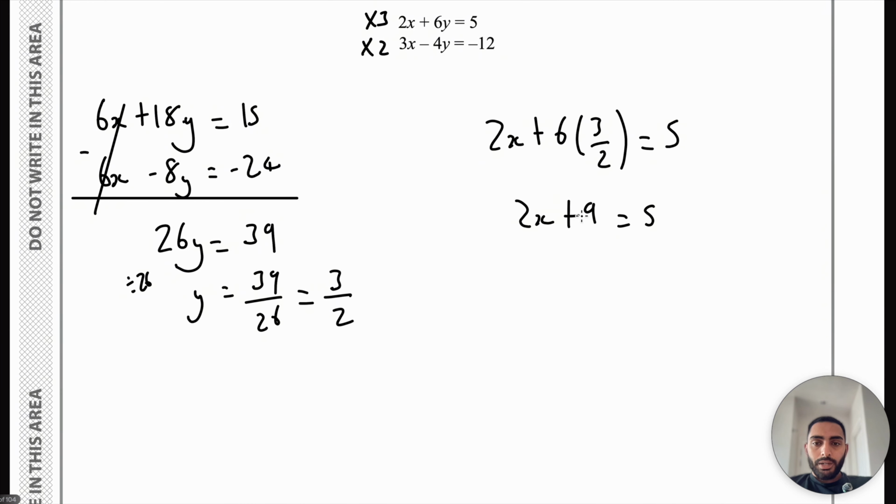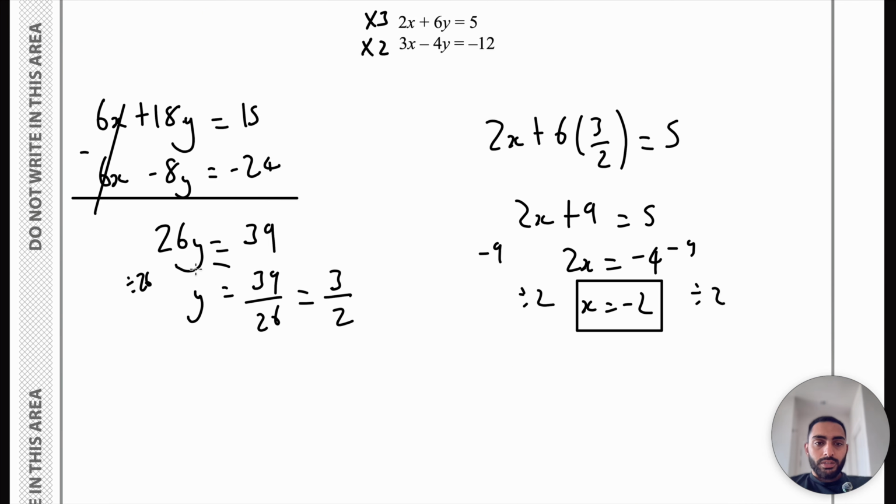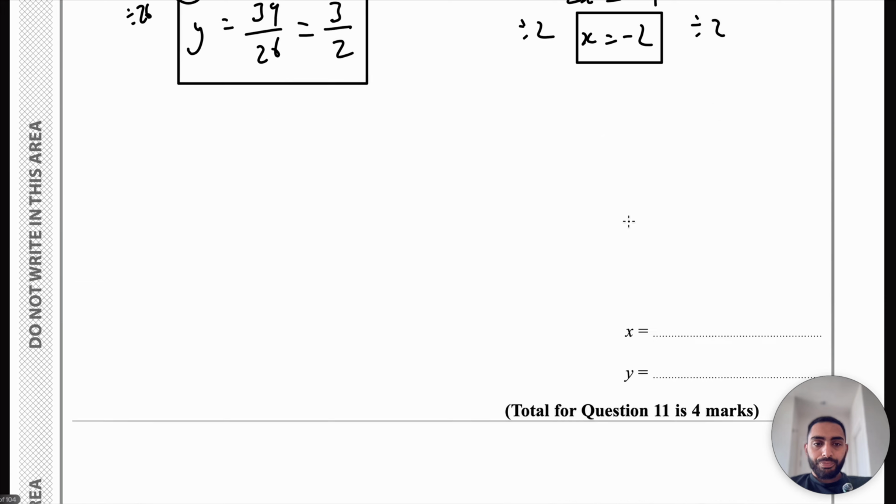x is being multiplied by 2, then we're adding 9. So we're going to take away the 9 first from both sides. 2x is equal to 5 take away 9, which is negative 4. Divide by 2 on both sides. And x would be equal to negative 2. So x is equal to negative 2. And y is equal to 3 over 2.